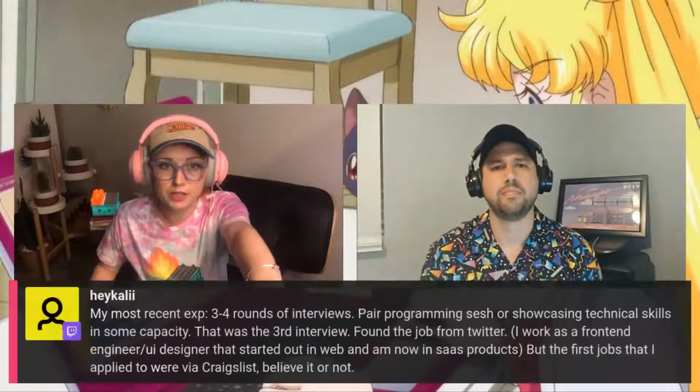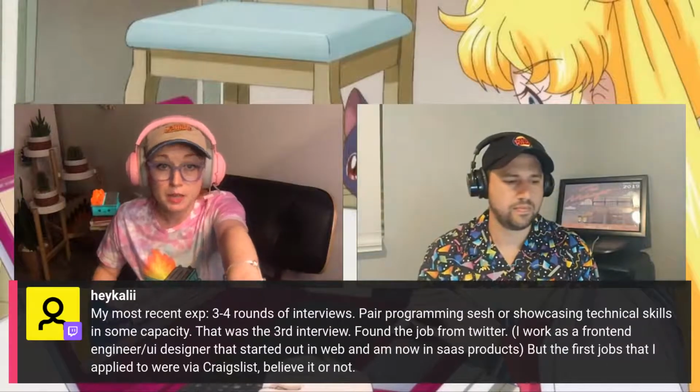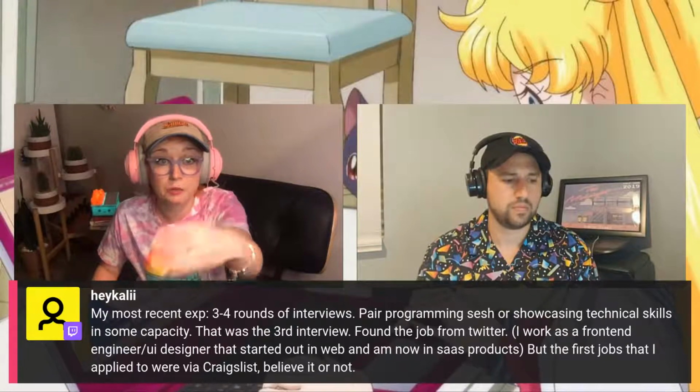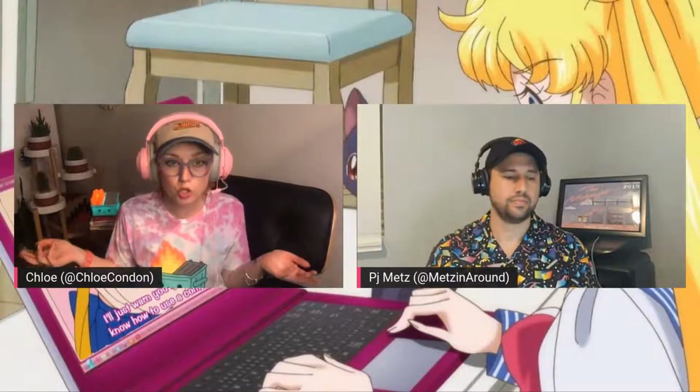But with that being said, I really love this point in this one, that there was some pair programming and sessions showcasing technical skills in some capacity. Now, PJ, I did find a lovely trend that I adore in this industry: people are moving away from whiteboarding so much and going, hey, let's go through a project that you've built and discuss the choices that you made in it. Or, let's walk through this code together. Let's pair.